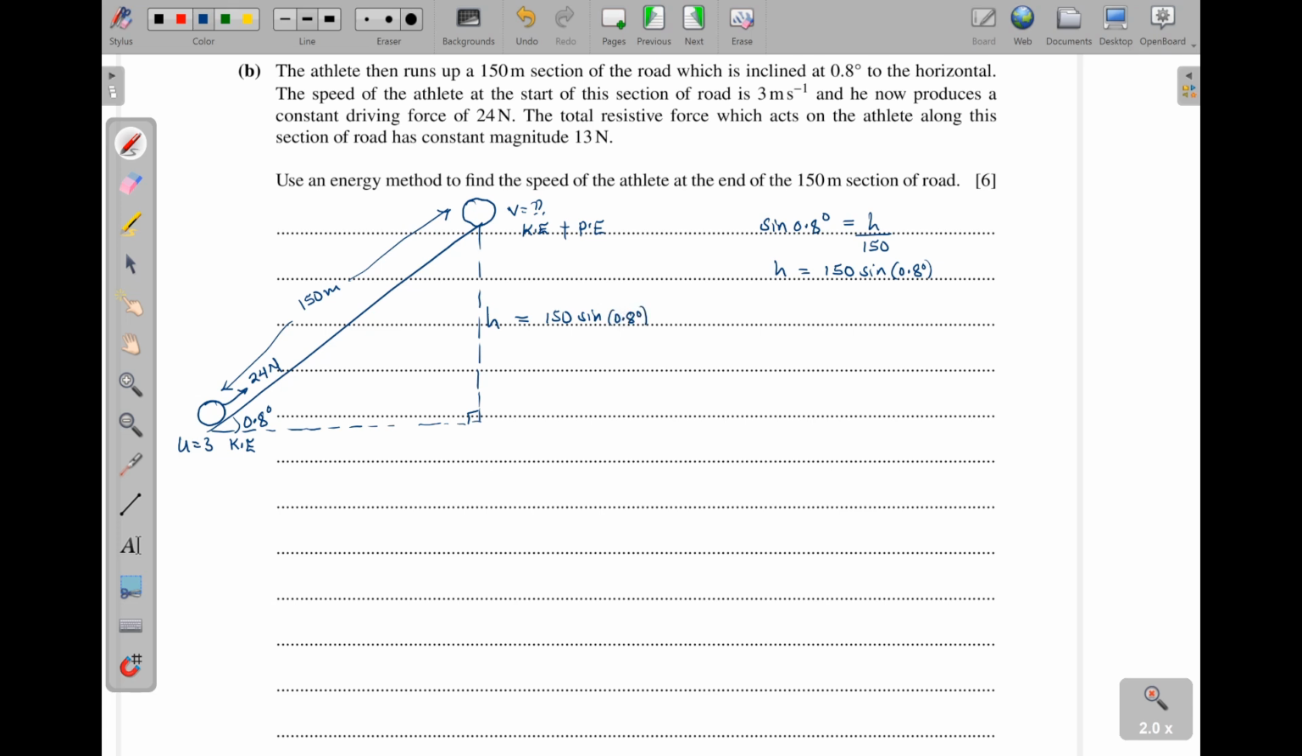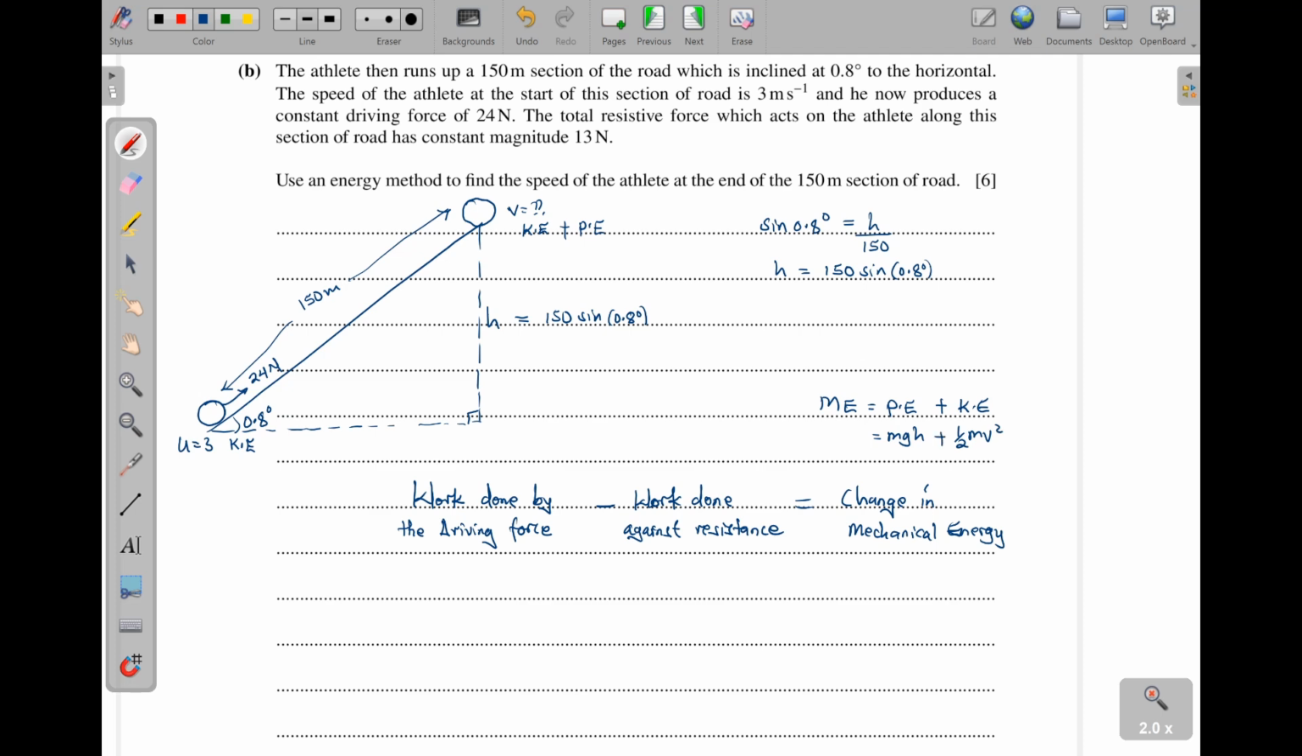Now we are going to use the work energy method, which states that work done by the driving force, minus work done against resistance, is equal to change in mechanical energy. But what is mechanical energy? We said mechanical energy is equal to the potential energy plus the kinetic energy. Potential energy is mg times the vertical height. Kinetic energy is a half mv squared.